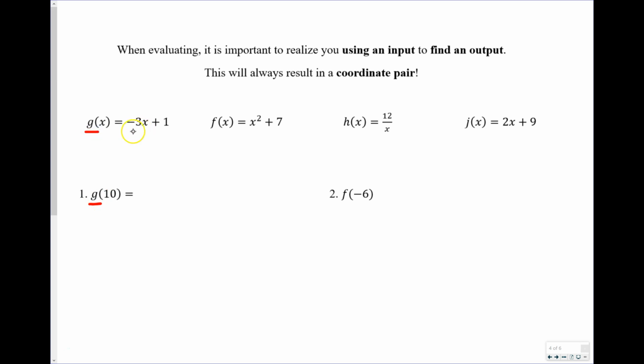So I'm actually going to use this equation right here. So if I know that 10 is my x value, when I rewrite this equation, I'm going to plug in for x. Instead of writing x, I'm going to write a 10. I'm going to keep going here and evaluate. This becomes -30 plus 1. That means that g of 10 equals -29.